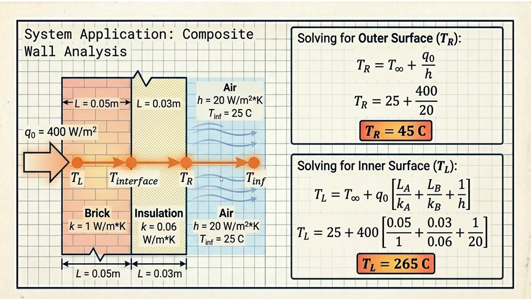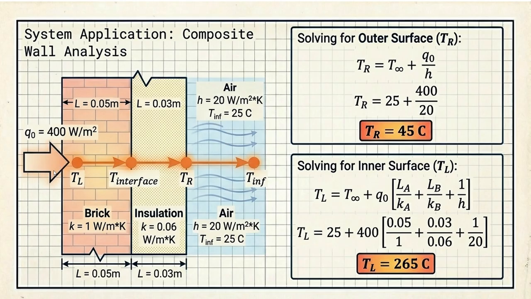Now let us solve a numerical based on that. So this is a numerical on composite wall analysis. So basically we have a brick wall. After that we have an insulation, and after that we have a layer of air. Layer of air, basically it is the surrounding. So imagine a brick wall and some paint or coating applied on it, that is acting as an insulation, and then this is the surrounding ambient.